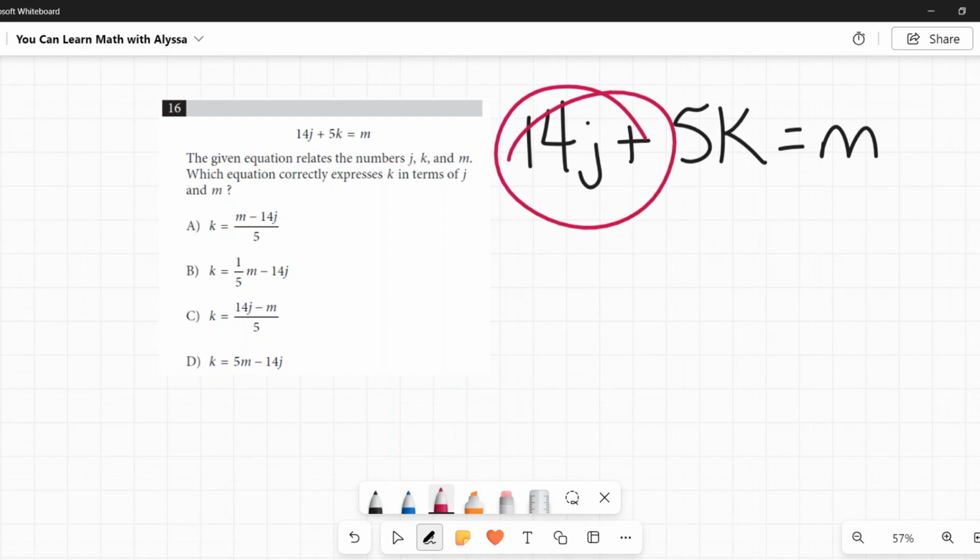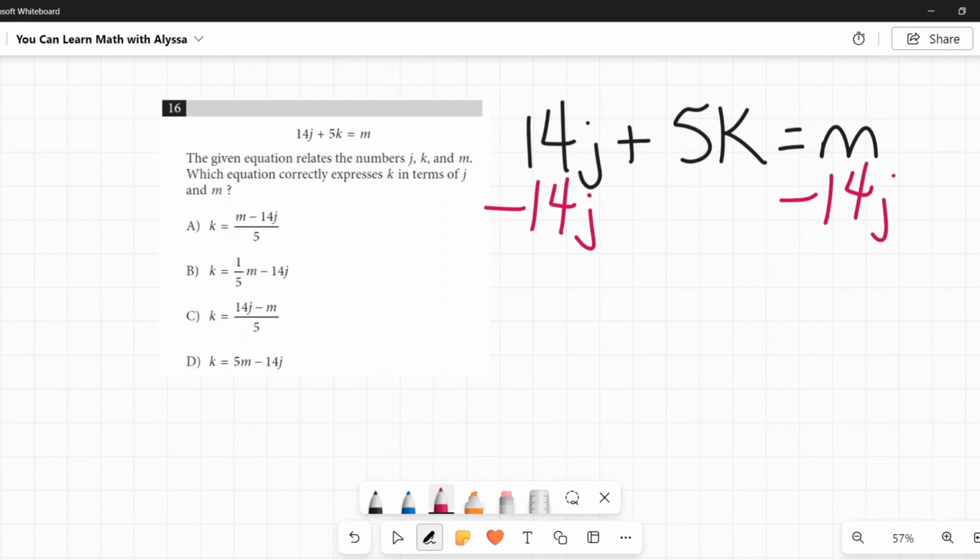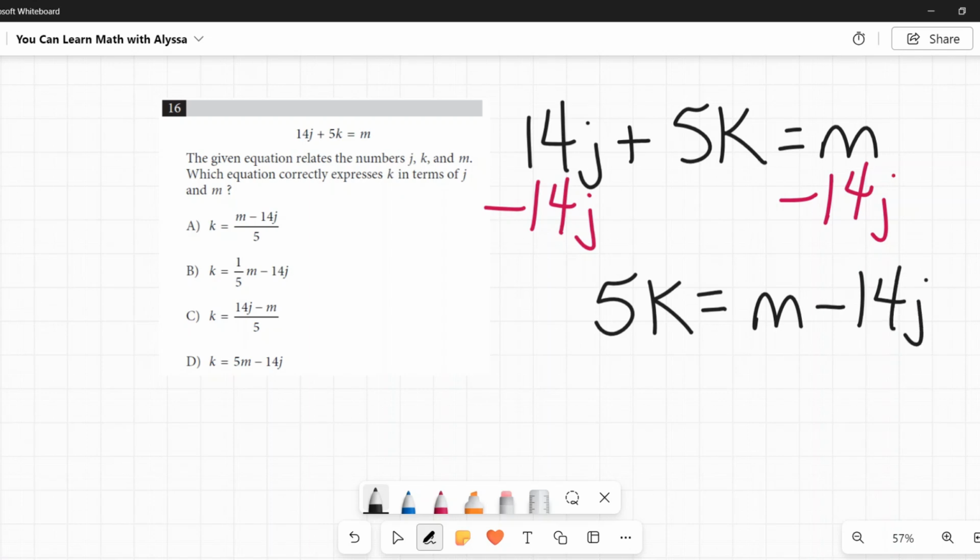Here, I get rid of anything that's outside first, and then anything that's attached to it last. So outside, I have 14j being added to the 5k. So I'm going to subtract the 14j from both sides. On the left, that just leaves me with 5k now because those 14j's canceled out. And on the right, I have my m minus 14j.